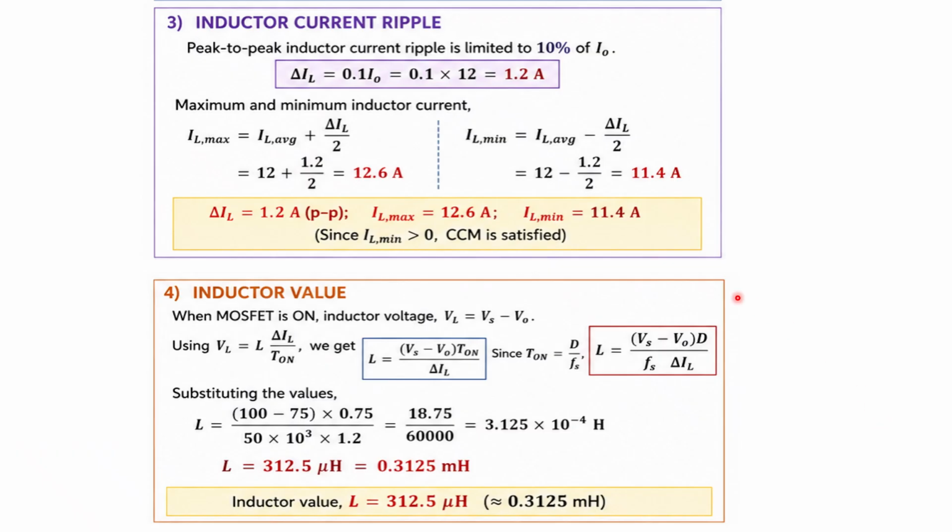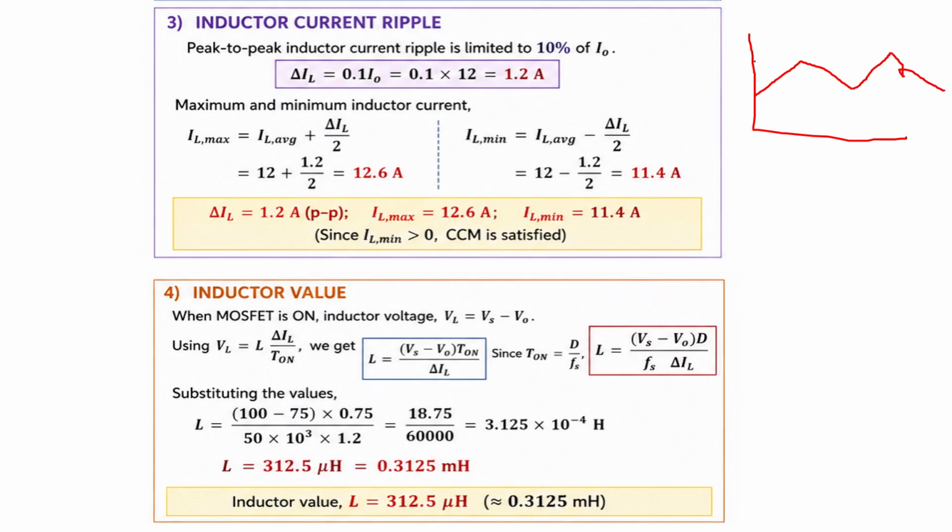Now the next part of the question is inductor current ripple. You have to calculate the ripple. A ripple means the difference between the maximum peak and minimum peak current. The inductor current is not a straight line. It is increasing and decreasing, the inductor is charging, discharging, charging, discharging. Let me draw that first. See, inductor current is like this. This is your inductor current.